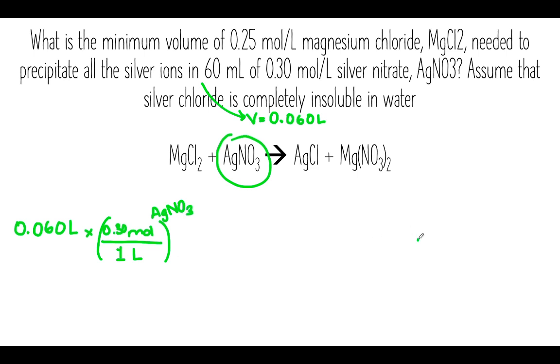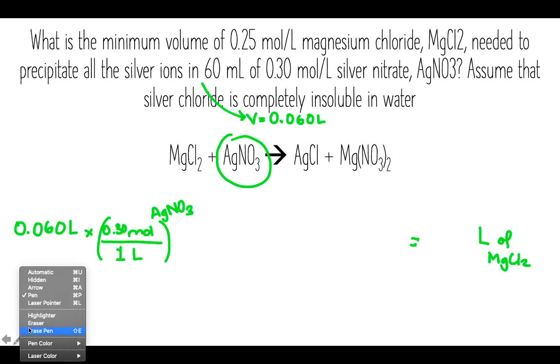Now, a reminder again about what units we want to end up with. We want to end up with liters of MgCl2. That's what the question's asking us. How many liters, or what volume of MgCl2 did we have to start off this question? So I did my first step, which I'm going to use that color green. So I found the moles of AgNO3.